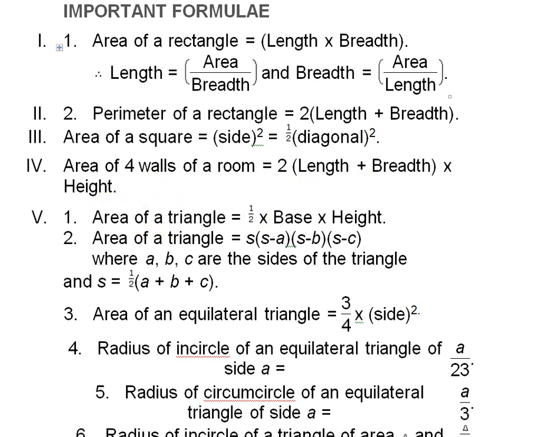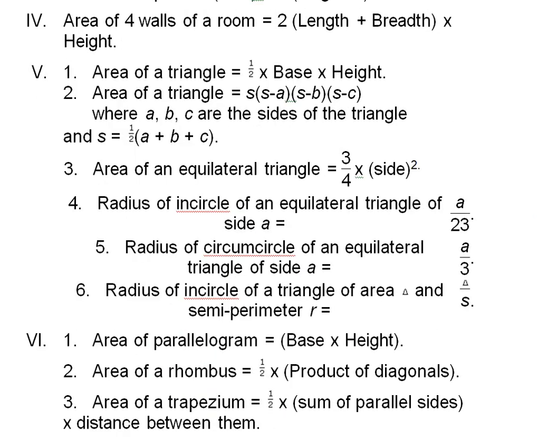Area of a triangle is equal to root of s into (s minus a) into (s minus b) into (s minus c), where s is calculated as (a plus b plus c) divided by 2, and a, b, c are the sides of the triangle. Area of an equilateral triangle is root 3 by 4 into side square. Radius of the incircle of an equilateral triangle of side a is a by 2 root 3. Radius of the circumcircle of an equilateral triangle of side a is a by root 3. And radius of the incircle of a triangle of area delta and semi-perimeter s would be delta by s.